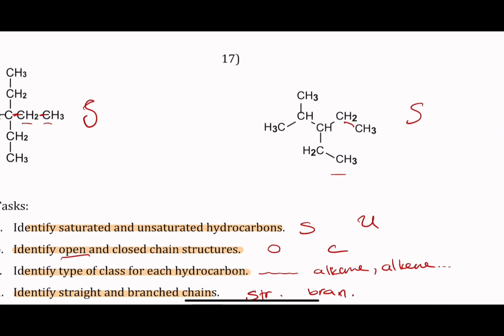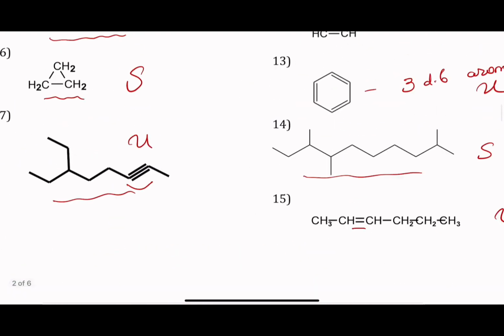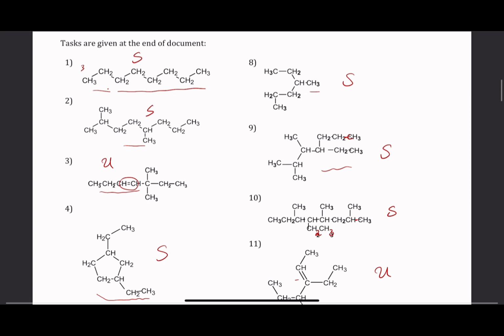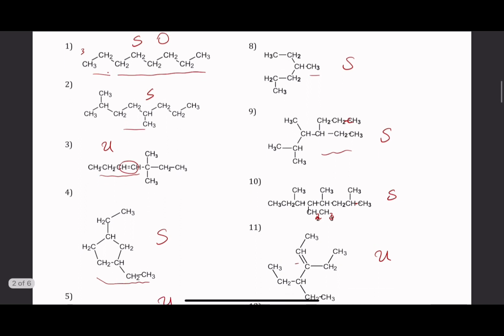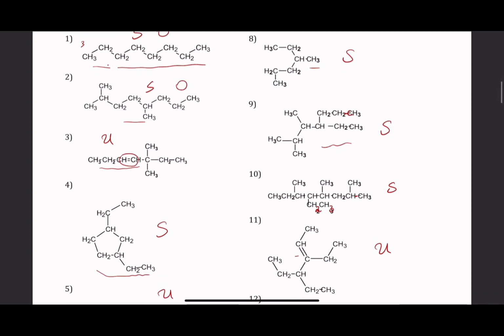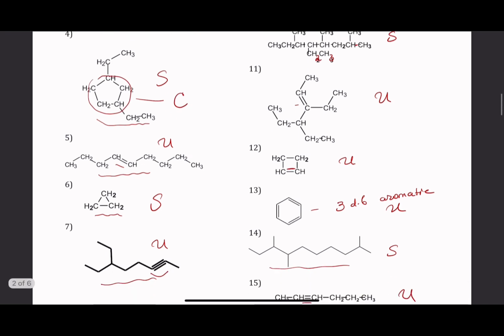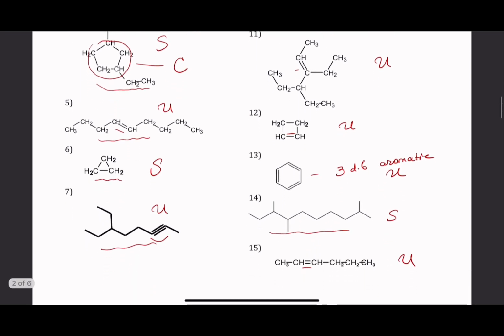Now identify the open and closed chain structures. So from here, as you can see, pretty much all of them are open. This is open, okay? It's all open. This one is open. We have no ring, no cycle. So this is open as well, but this one is partially closed because we have a ring here, okay? And then this one is open as well, we only have a chain.